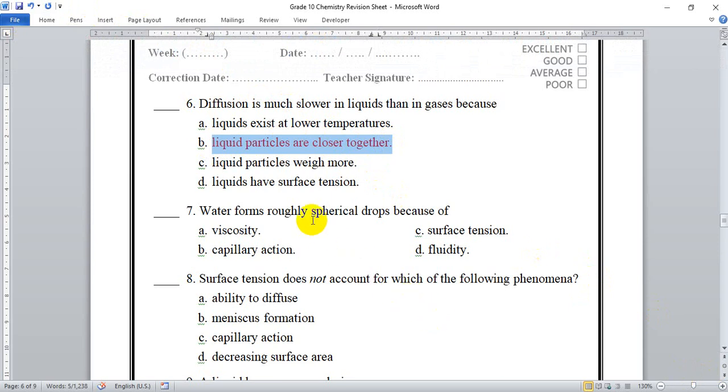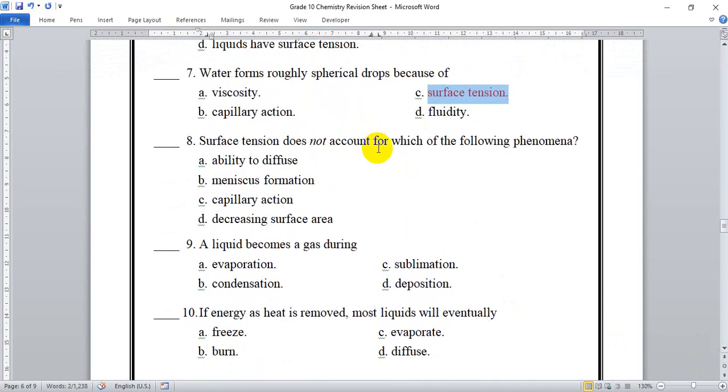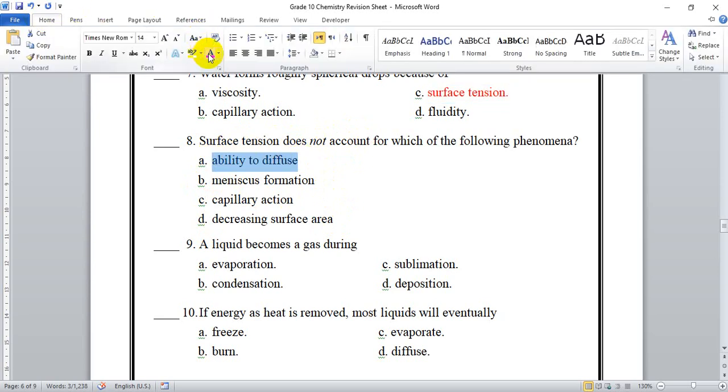Water forms roughly spherical drops because of what? Surface tension. Surface tension does not account for which of the following phenomena? Ability to diffuse, meniscus formation, capillary action, decreasing surface area. So surface tension accounts for the three choices B, C, D, while it is not responsible for the ability to diffuse. So the choice is A.